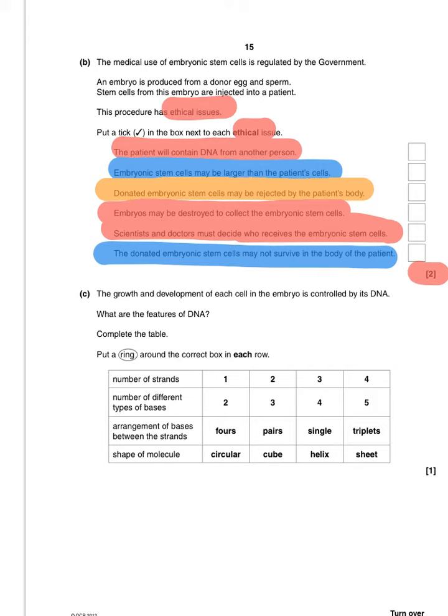Next one, the growth and development of each cell in the embryo is controlled by its DNA. What are the features of DNA? Complete the table. Put a ring around the correct box in each row. So you've got to make sure you read it carefully, and a row goes across. So you'll put one in this one, one in this one, one in this one, one in this one. Again, it's quite a lot for 1 mark.